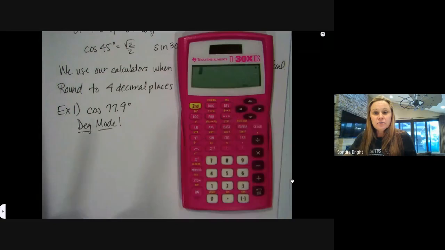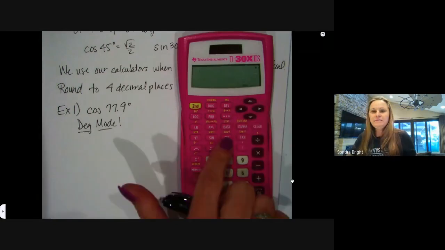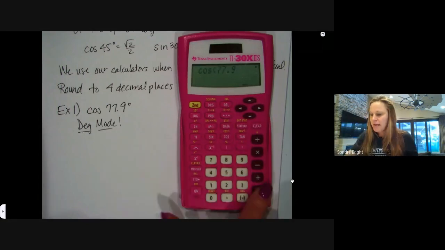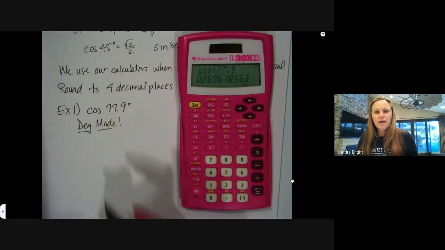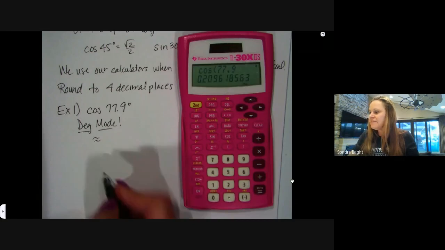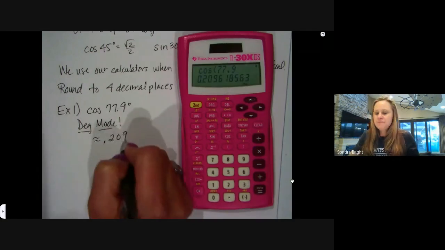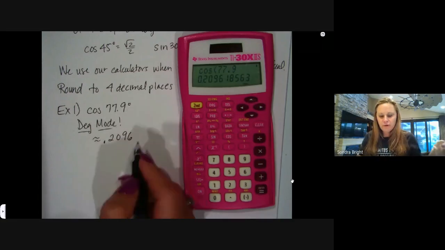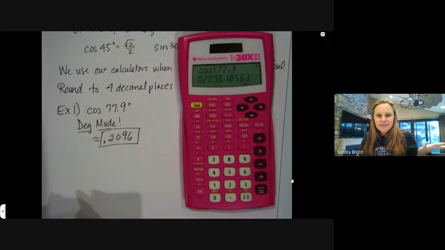It's just a matter of easy peasy. Hit cosine 77.9, and you're in degree mode. So when you hit enter, you are going to get 0.20961, so 0.2096. That one says keep it as a 6, right? And 4 decimal places: decimal point, 4 numbers after. Easy peasy, right? Well, they don't all stay like that.